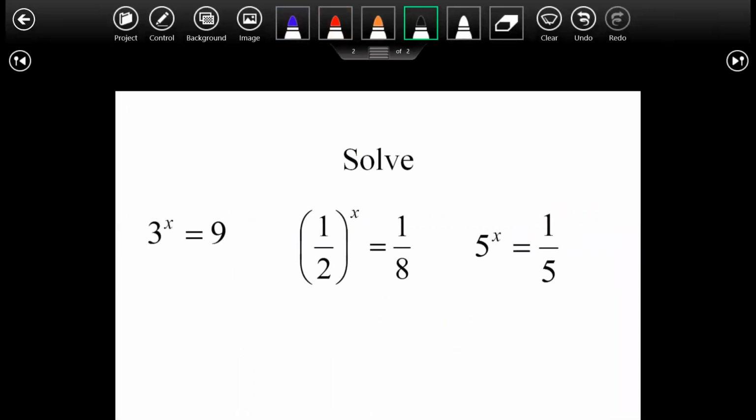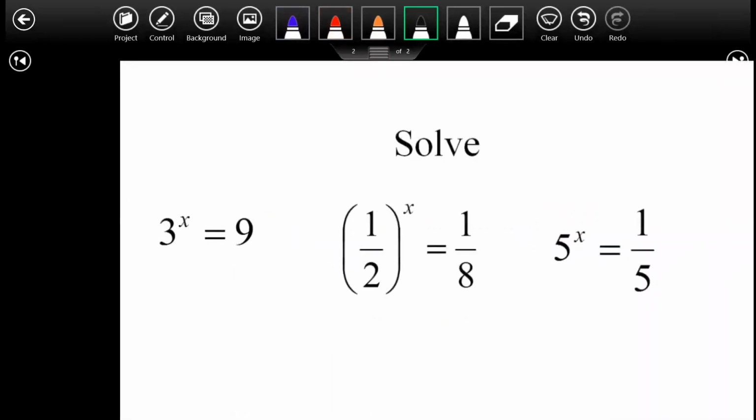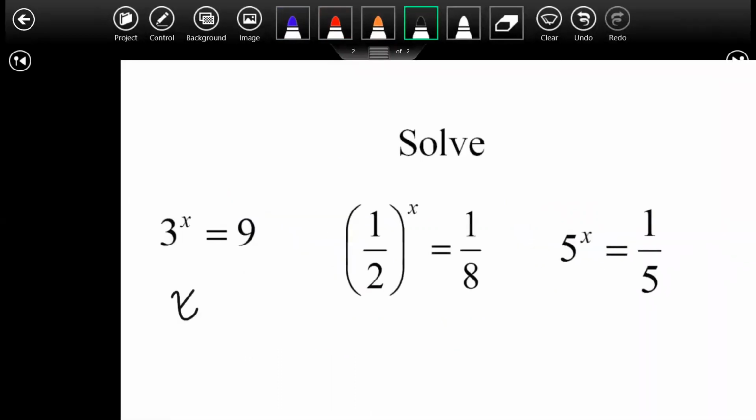What would be the x value for 3 to the x power is equal to 9? What would it be? 2. A nice whole number, 2, right? 3 squared is going to be equal to 9. What about the next one?